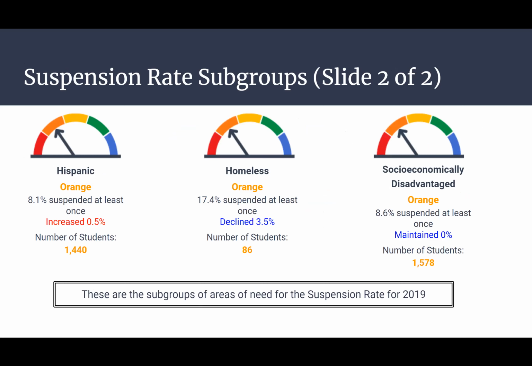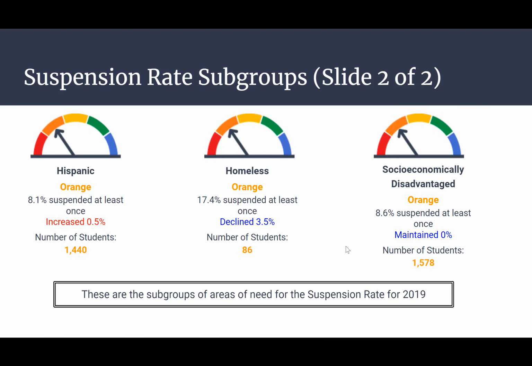So now there's a continuation of the suspension rate subgroups. And we're going to the Hispanic group. They're in the orange. 8.1% suspended at least once. This increased 0.5% from the previous year. Member population, 1,440. Then move over to the homeless, which is in the orange. 17.4% suspended at least once.